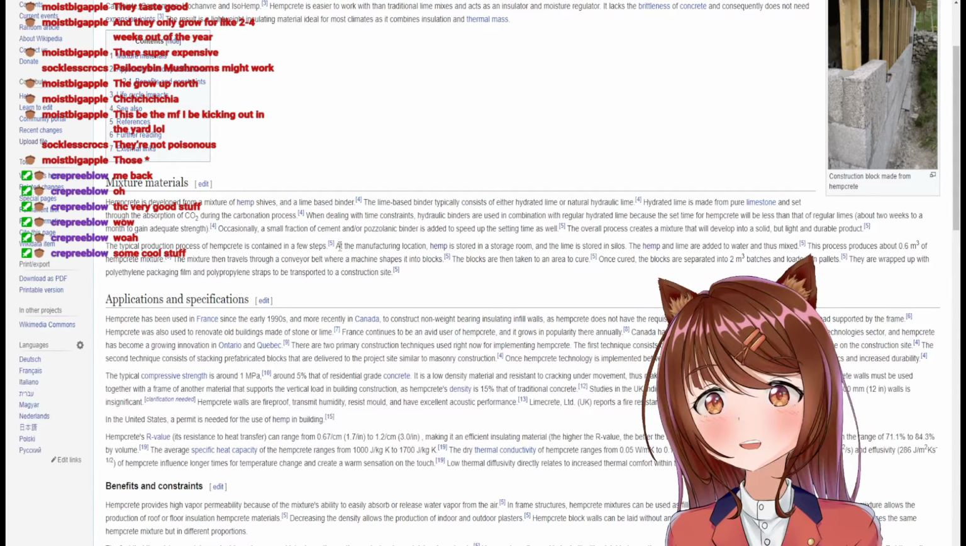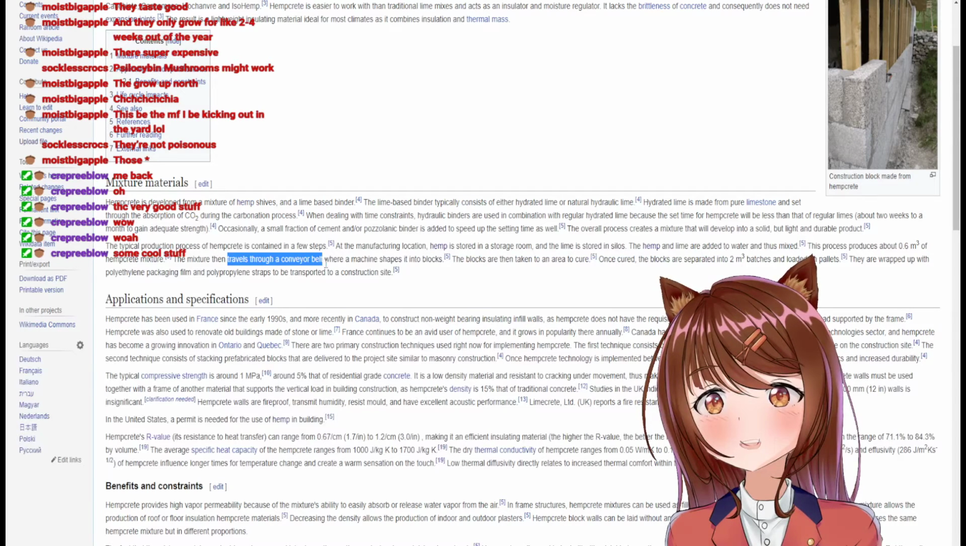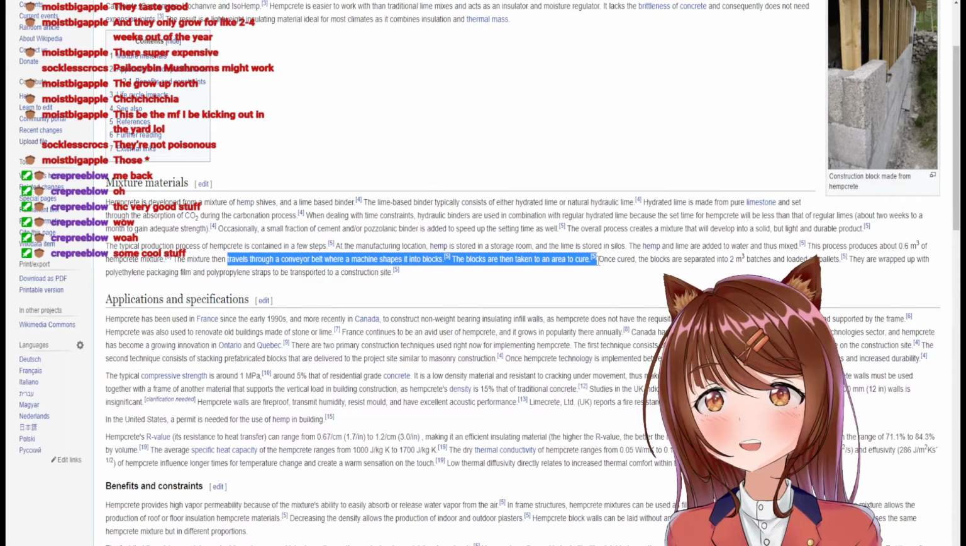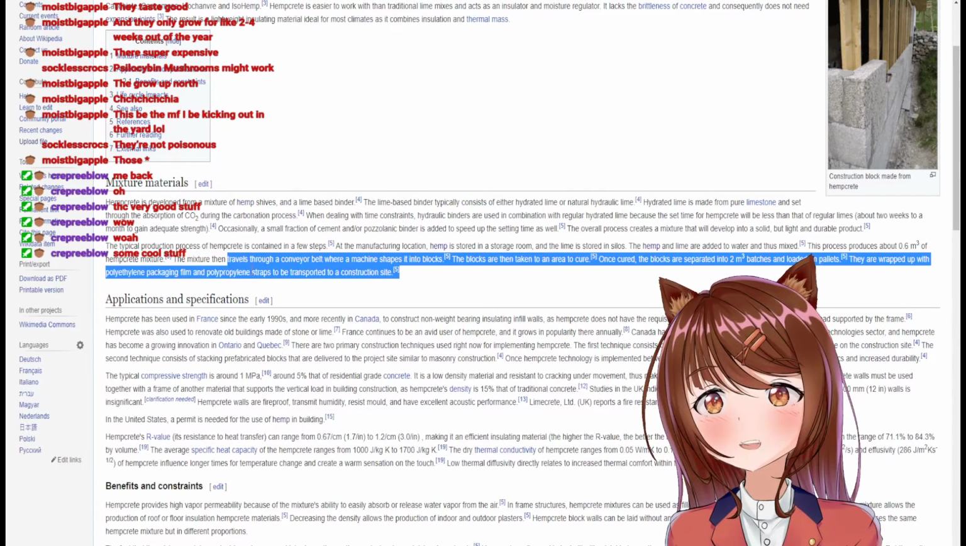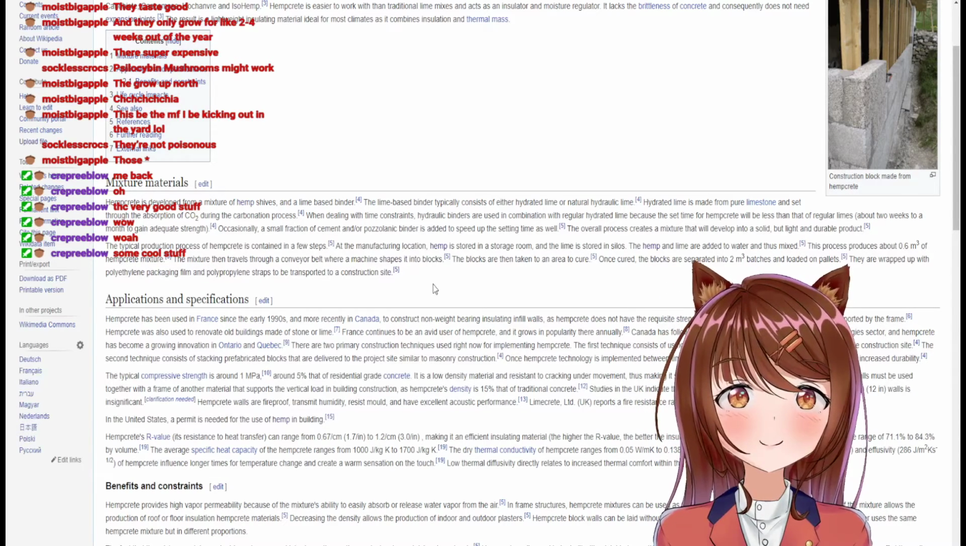So the process is the hemp is stored in a storage room, the lime is in silos, and the hemp and lime are added to water and mixed. The mixture then travels through a conveyor belt where the machine shapes it into blocks. The blocks are then added to an area to cure. Once cured, the blocks are separated and put onto pallets. They are then wrapped with plastic packaging film and straps to be transported to a construction site. So like brick.